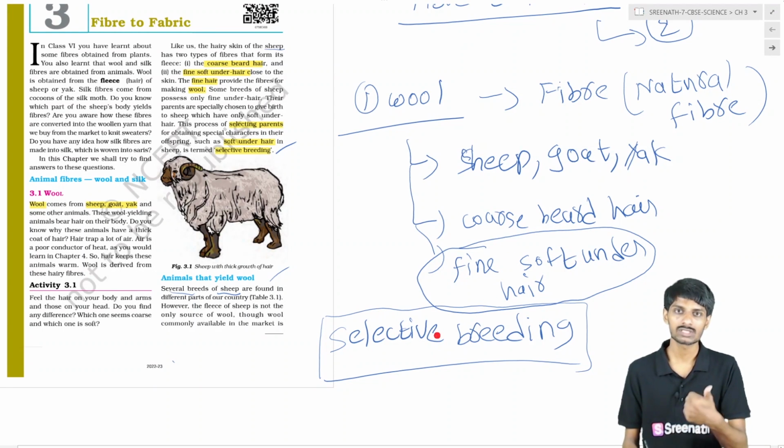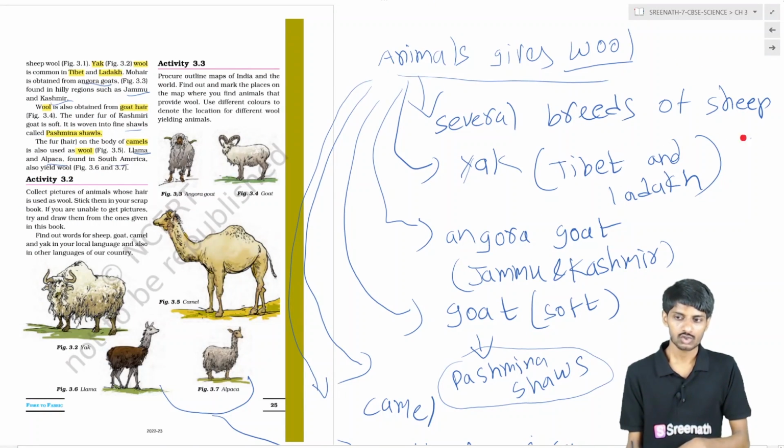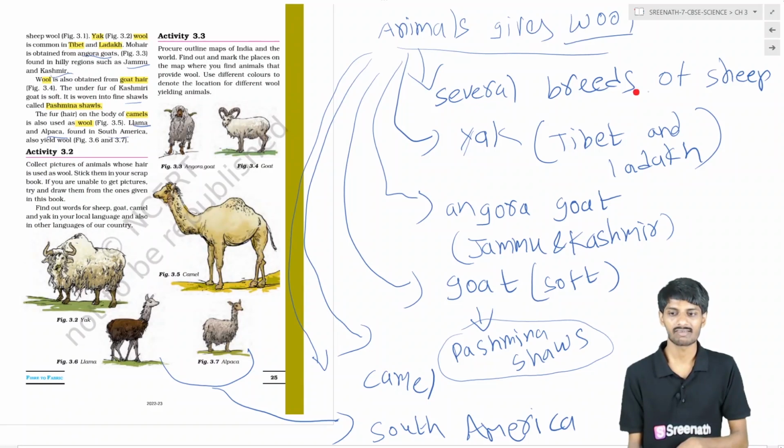That way we will do some process, we will select the parents, we call it selective breeding. So which animals are giving wool? Basically, several breeds of sheep, yak, angora goat, camel, llama and alpaca. These will give the wool.